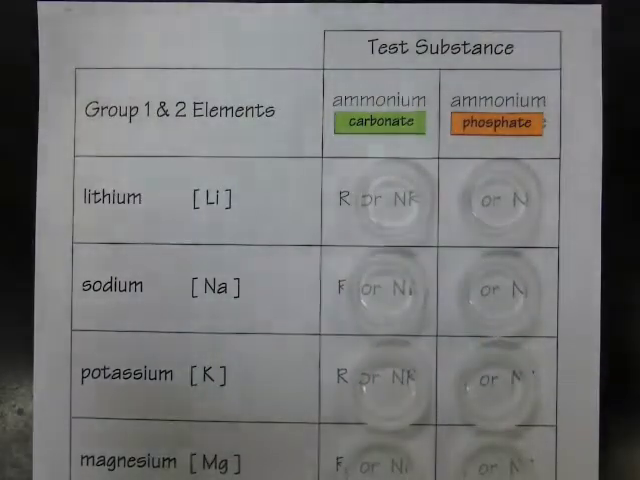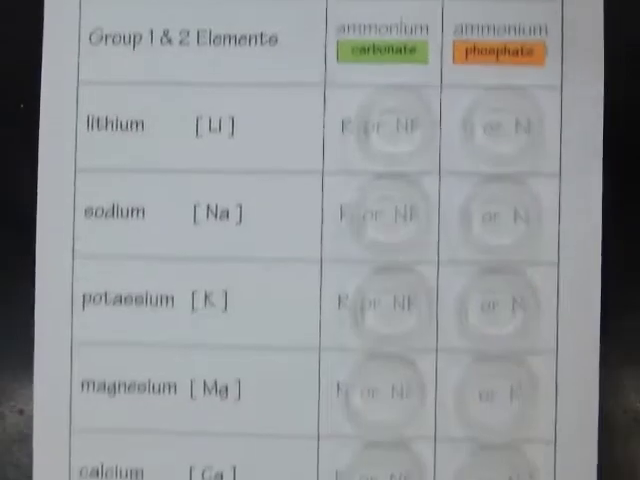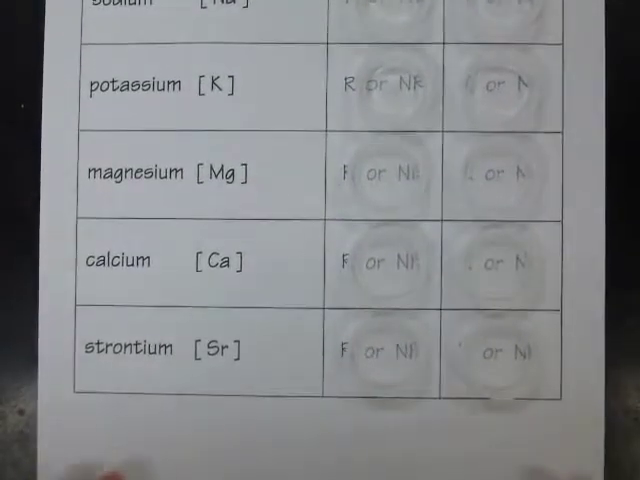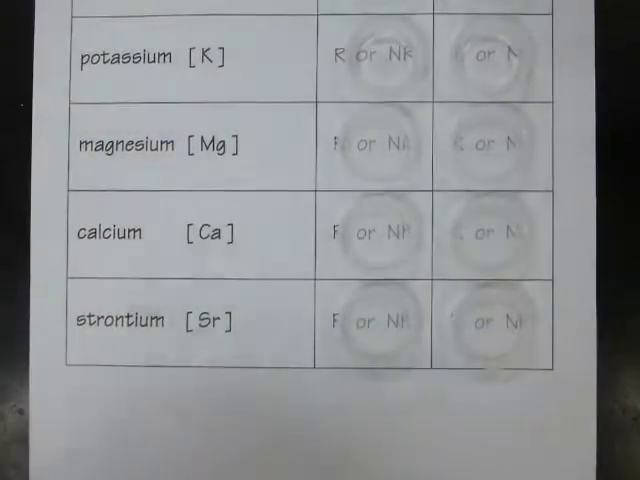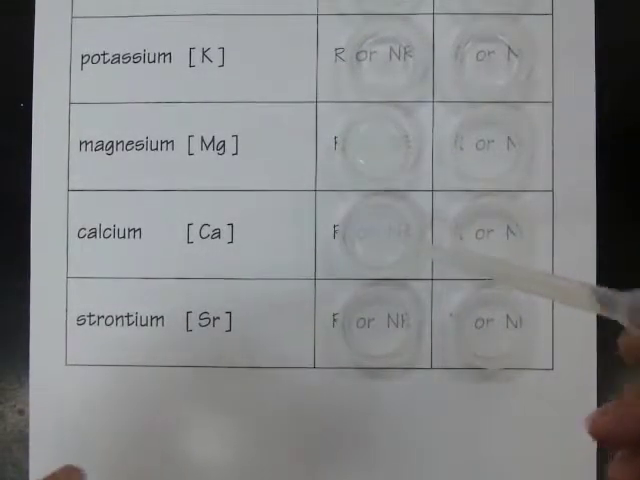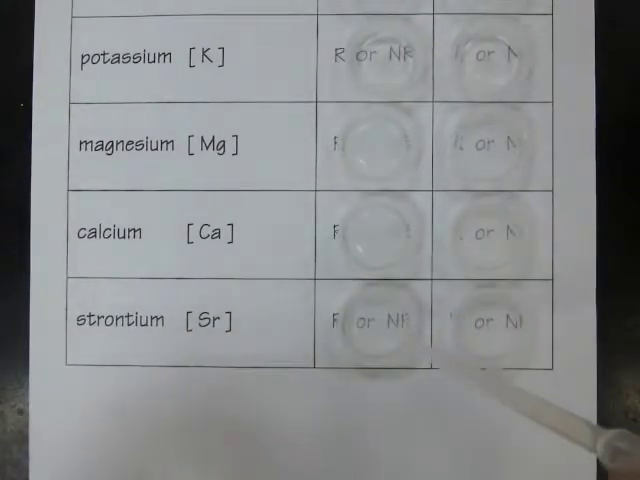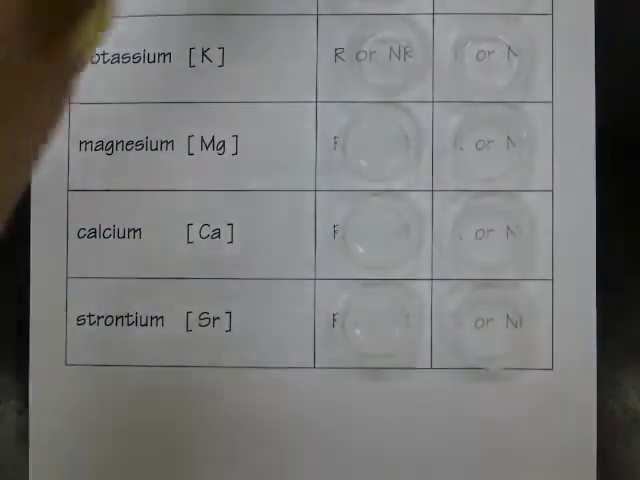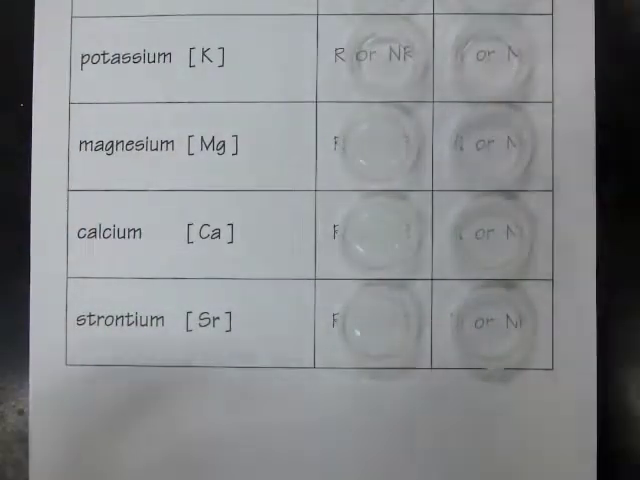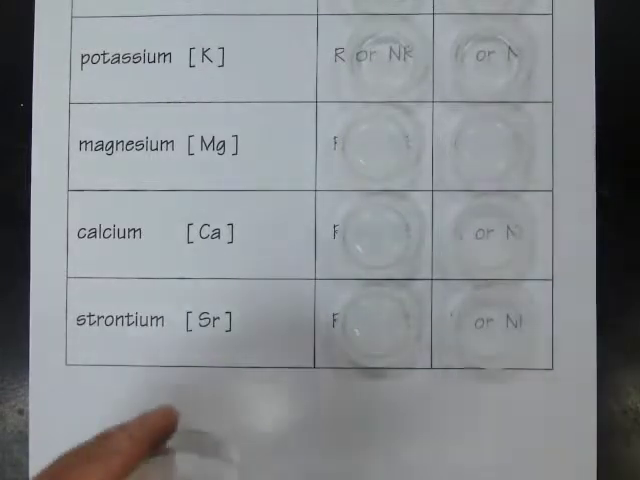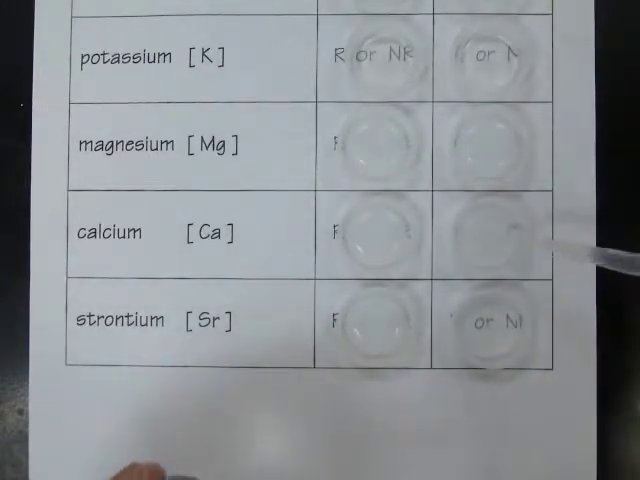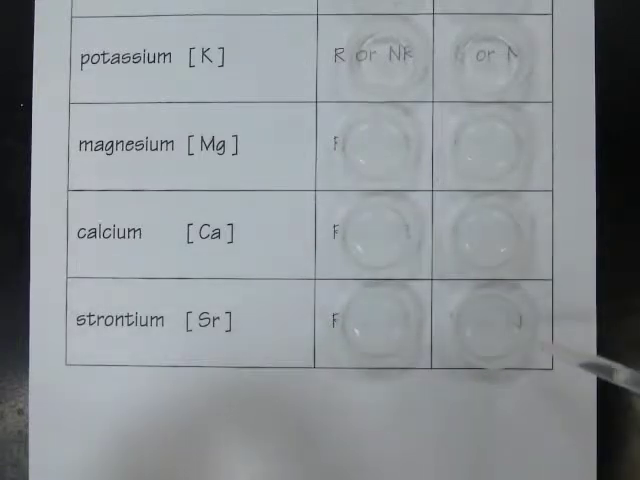So let's go on and look at the other three elements, the compounds containing those: magnesium, calcium, and strontium. And I'll put the carbonate into those three, magnesium, calcium, strontium. Okay, there's something different going on here. It looks like it's getting cloudy. So that was the carbonate. And now I'll try with the phosphate. And magnesium, phosphate, calcium, phosphate, and strontium.